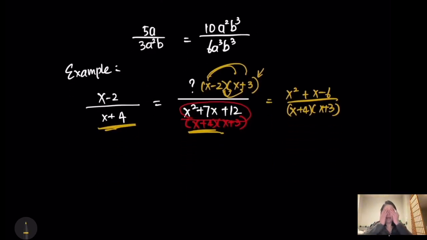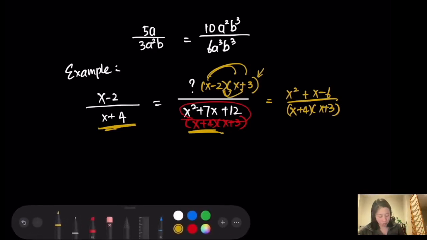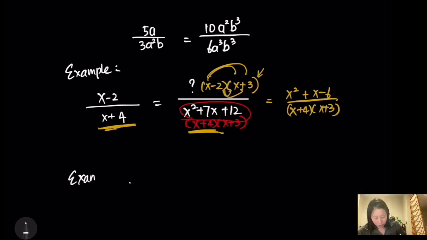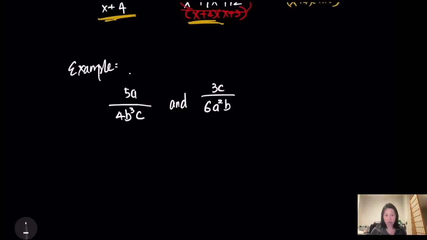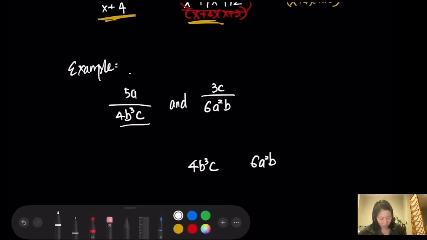Okay, so now let's start building up each fraction. So they will have their common denominator. For example, I have 2 fractions, 5a over 4b cubed c and 3c over 6a squared b. Now, we need to identify the least common denominator. So we have 4b cubed c and 6a squared b. Let me write on the side.